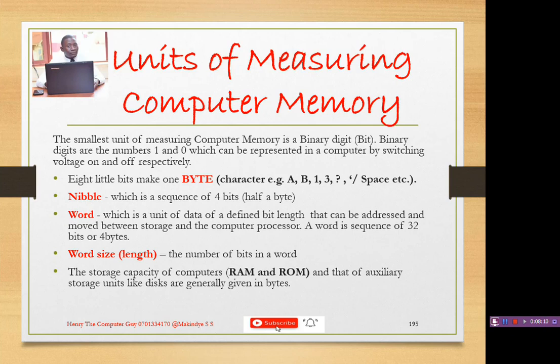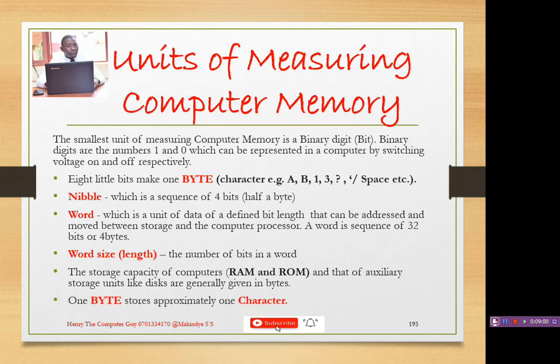They are telling us that the storage capacity of computers, RAM and ROM, or other auxiliary storage units like the disk, or those external storage units, is generally given in what? In bytes. I don't care whether it is kilobyte, megabyte or gigabyte, all of them have something in common, which is a byte. You will have, for example, kilobyte, megabyte, gigabyte, terabyte, petabyte, and others as we are going to be looking at them. So all storage capacities are given in bytes.